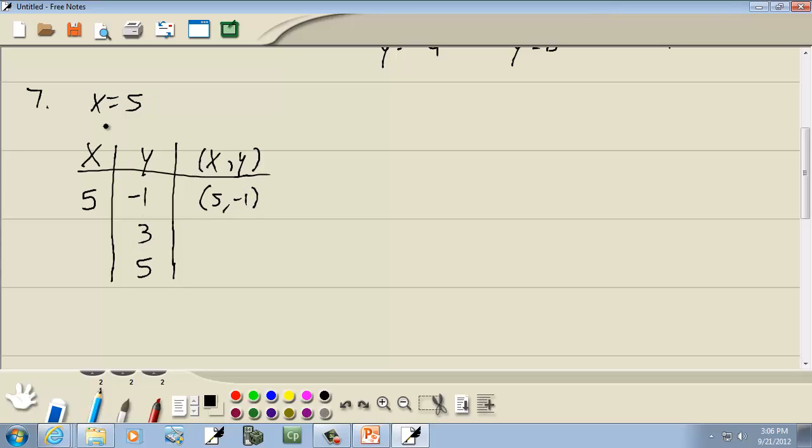Now we go plug 3 in for y, but there's no y, so our x is just 5. So this would be (5, 3). We go to plug the 5 in for the y, there is no y, so our x is just 5. So this will be the point (5, 5). And again, it's pretty straightforward. When you've got x equals a number, your x value is always the same. Now if we had y is equal to a number, your y values would always be equal to whatever that value is.